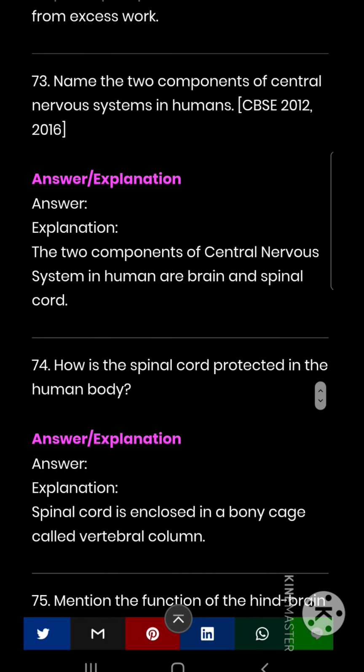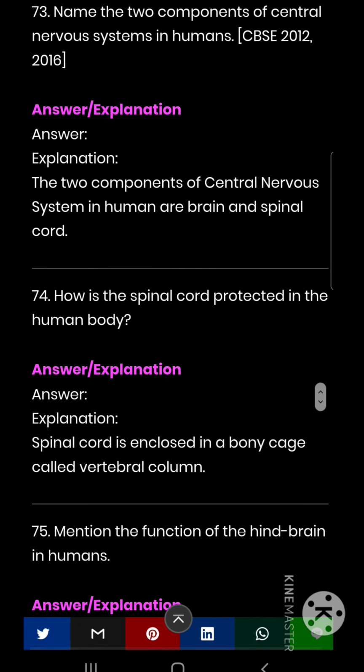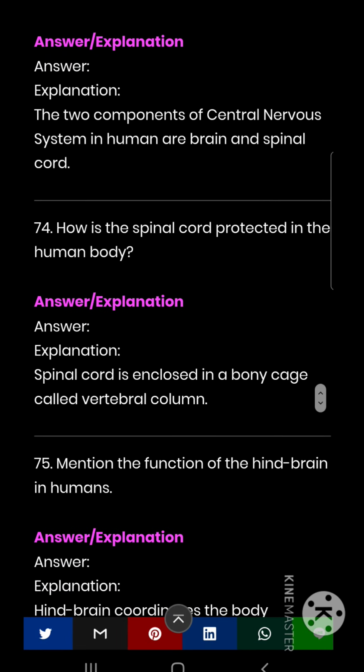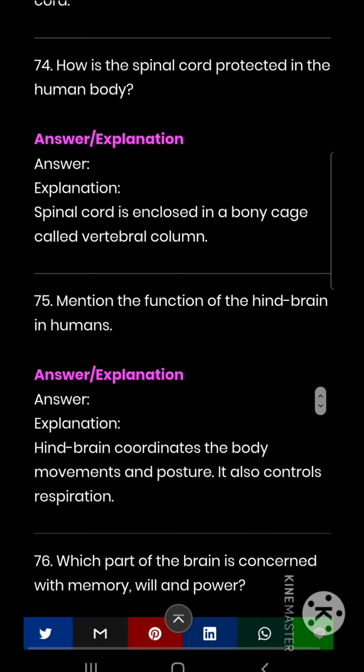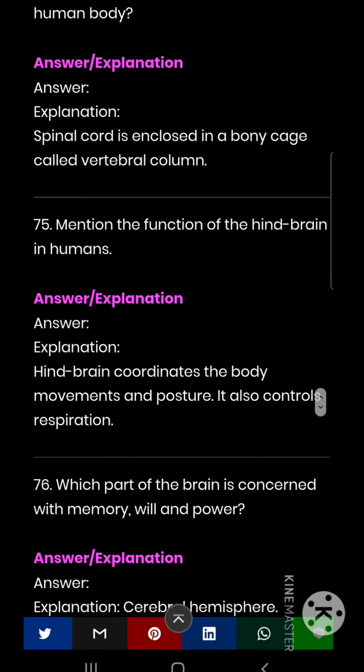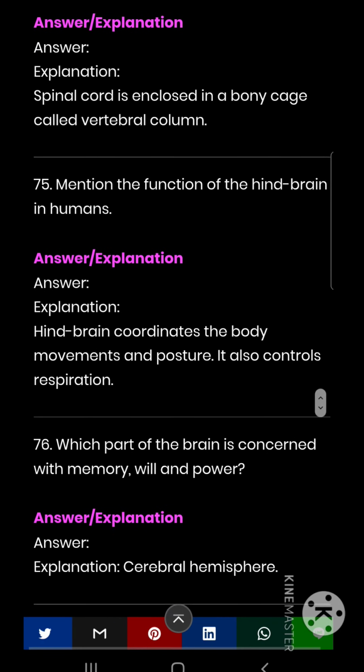Name two components of central nervous system in human being. The two components of central nervous system in human beings are brain and spinal cord. How is the spinal cord protected in the human body? Spinal cord is being enclosed in a bony cage called vertebral column.